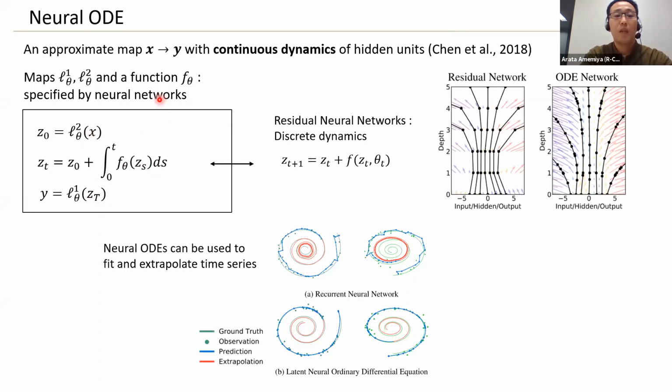And the evolution of z is described in a continuous dynamics like this. So this is the point that is different from the multi-layer residual neural networks that assumes discrete dynamics like this. The idea of neural ODEs was first introduced by Chen et al. 2018. And in their paper, it was demonstrated that neural ODEs can be used to fit and extrapolate time series like these spirals.